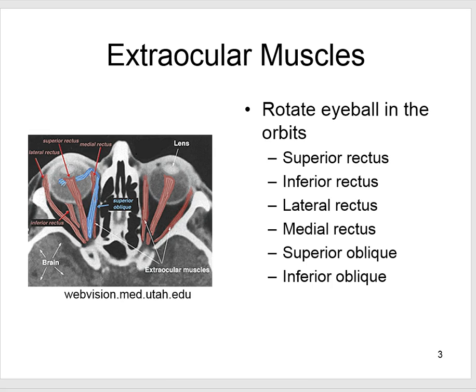The extraocular muscles rotate the eyeball in the orbits and allow the image to be focused at all times on the retina. So you have the superior and inferior rectus, lateral and medial rectus, and the superior and inferior obliques.